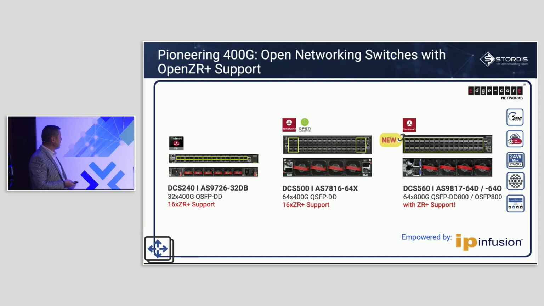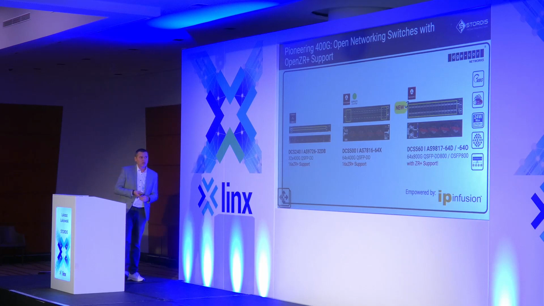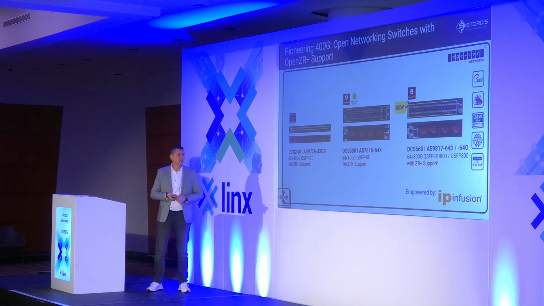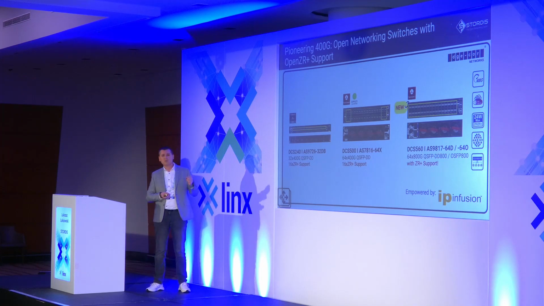Next example, a model based on the Tomahawk 4, 64 times 400G. Again, OpenZR+ is available there as well. We can have again up to 16, such as 8 on the left and 8 on the right, with a 24 watts power budget. There is even the latest generation, like the Tomahawk 5, where from a single ASIC you can get 64 times 800G.